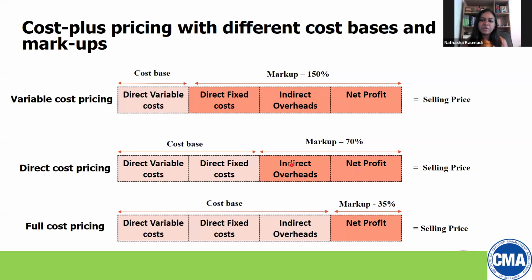Indirect overheads, it's not possible to calculate with the practices. So to cover both, you don't have to add 150% now. Now you can add 70%, and you end up with the selling price.